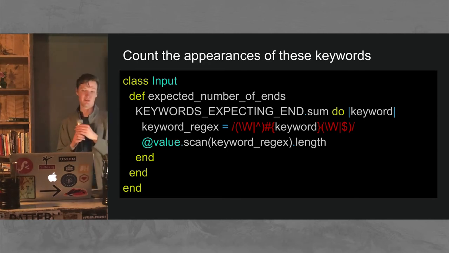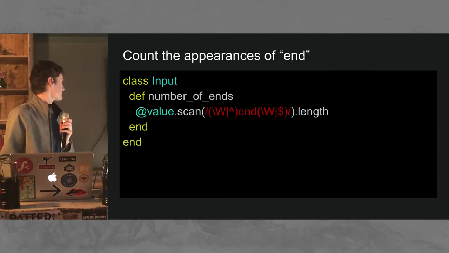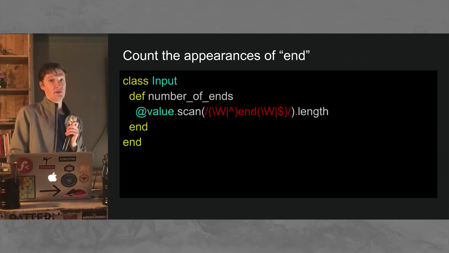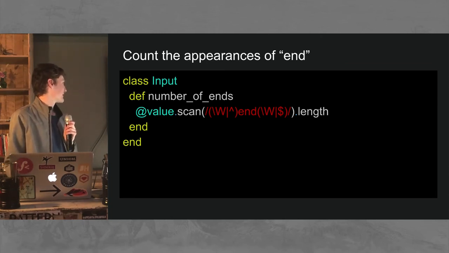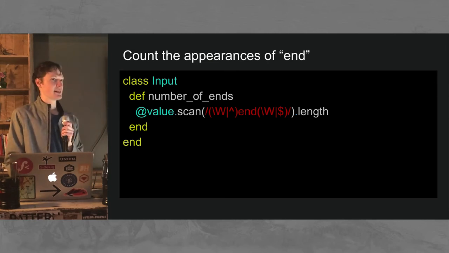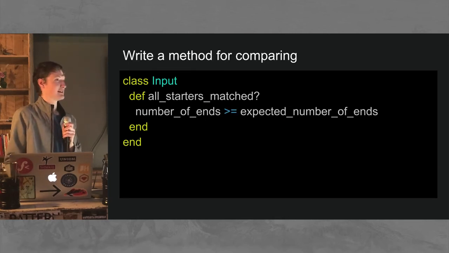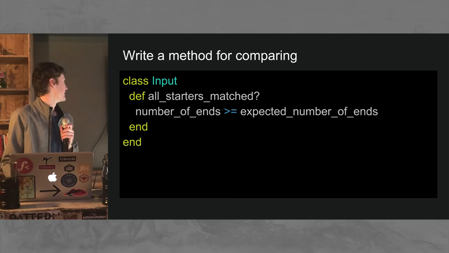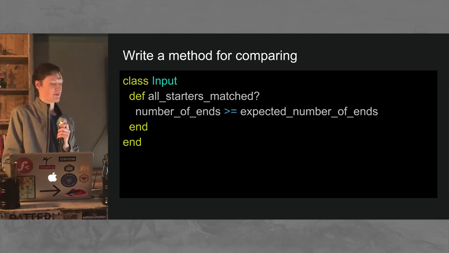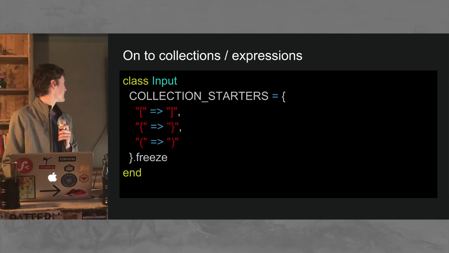So we have a total number of expressions starting keywords. Then if we know the number of starting keywords, we also need to know the number of ends. This is a much simpler one. We just literally count the number of times we see "end" with a word boundary or beginning or end of string around it. And then I just defined a question mark method to see if the total number of ends was greater than or equal to the number of words expecting an end.